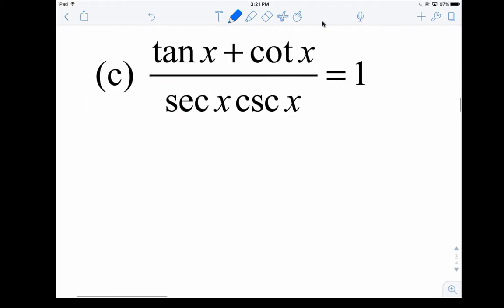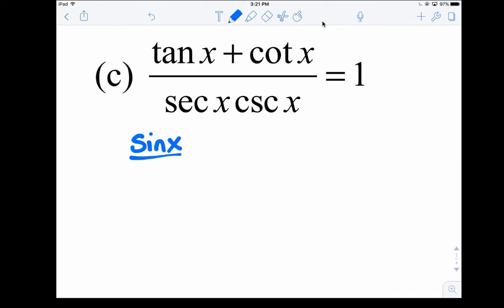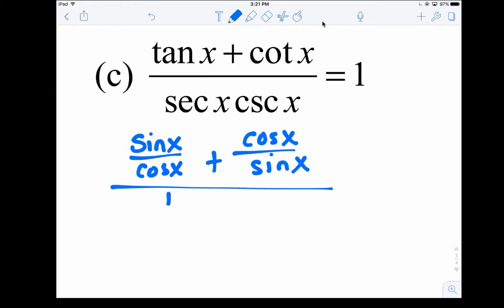The third one, obviously you want to use the left side. And when in doubt, try and change everything in terms of sine and cosine. So tangent is going to change to be sine over cosine, and then cotangent is cosine over sine. And then on the bottom I have 1 over cosine times 1 over sine.